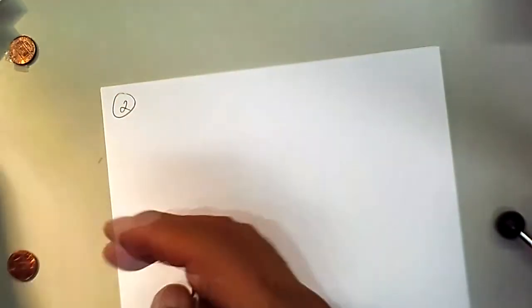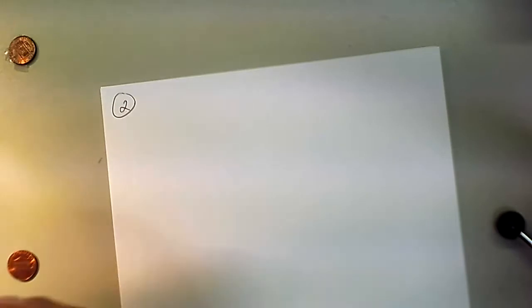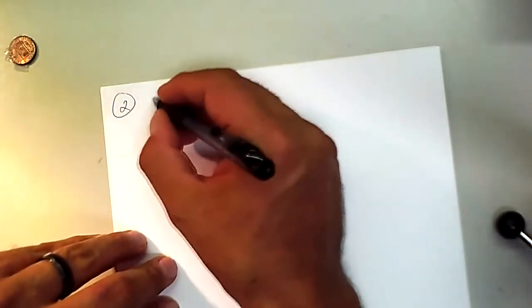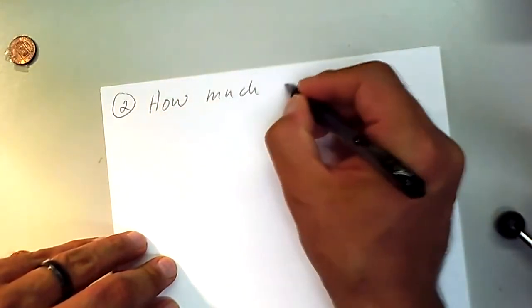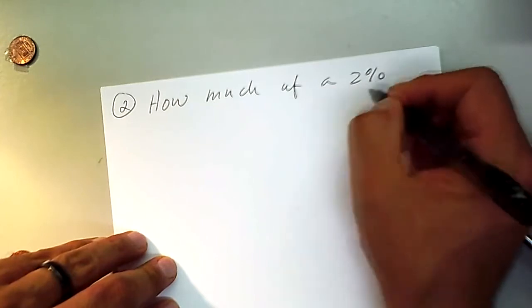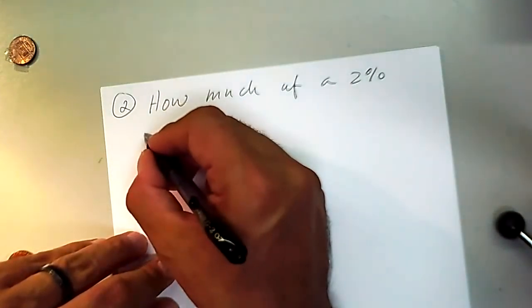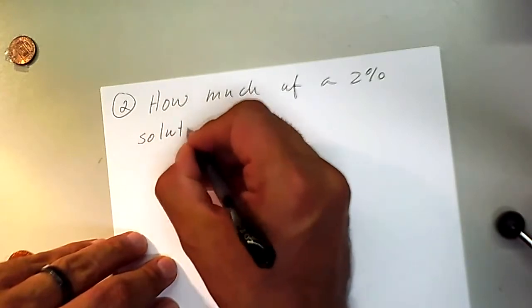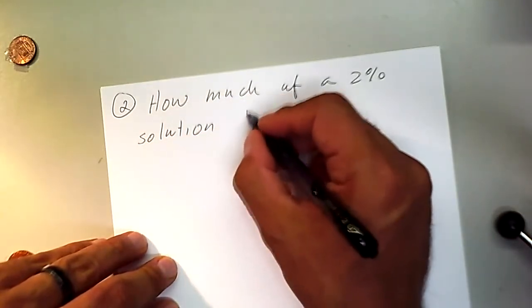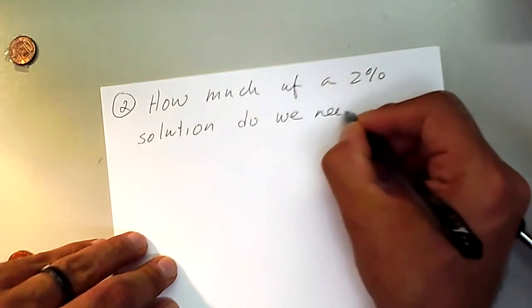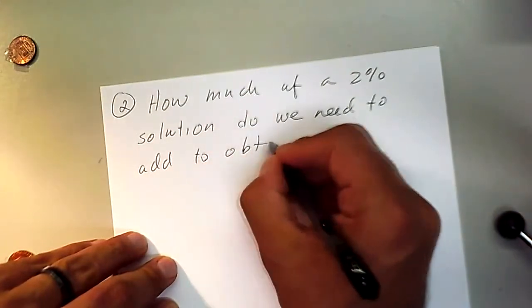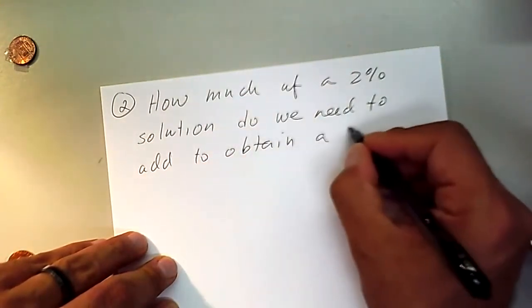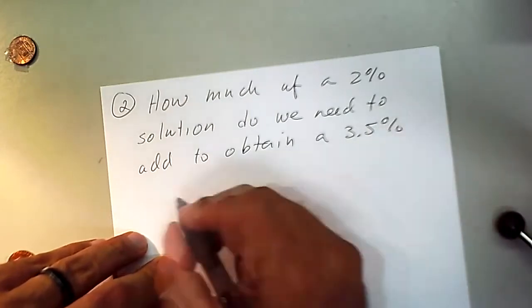Example 2. Okay. So now we're going to add, well, how much of a 2% solution do we need to add to obtain, again, a 3.5% concentration?